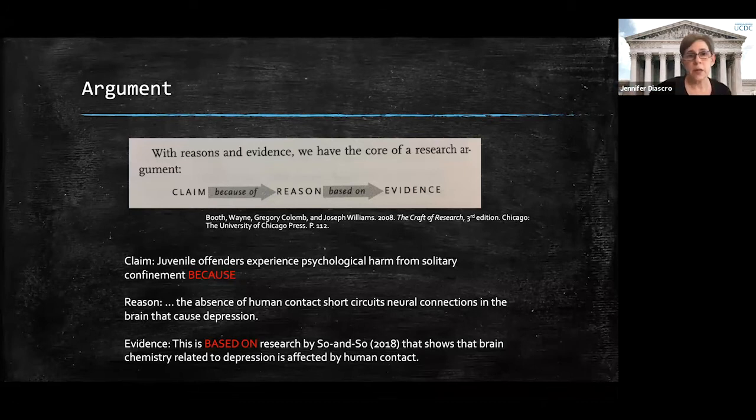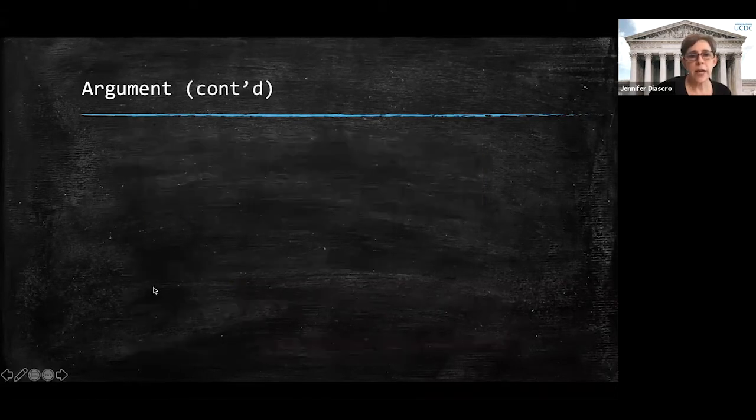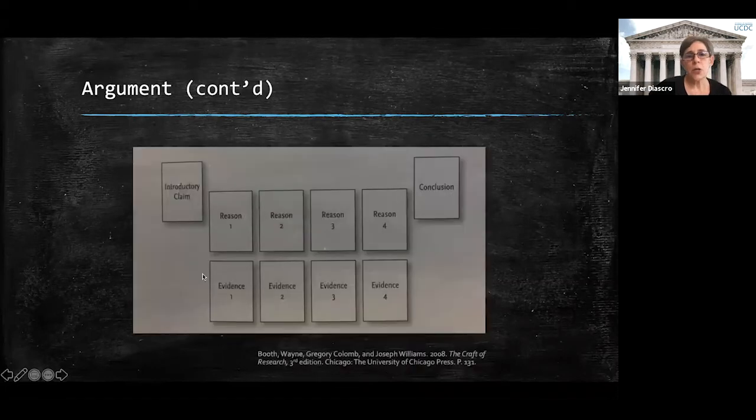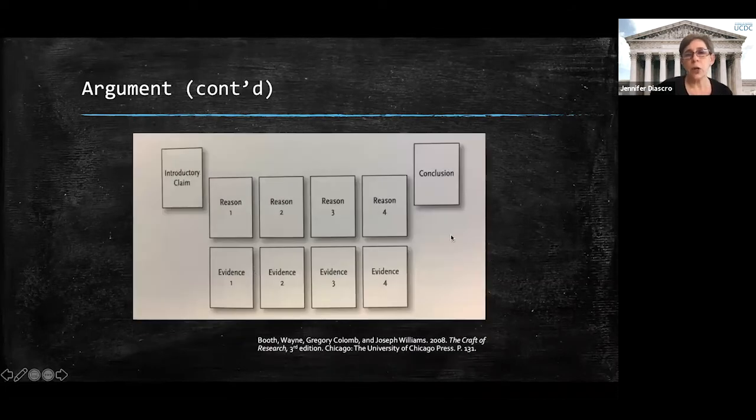Okay, so that's where this next slide comes in. This is also from the same book, but if you were writing a bigger paper, or at least a couple pages, you might have what you have as your introductory claim, and then you would have a number of different reasons backed up by different pieces of evidence, and then you would conclude your paper.